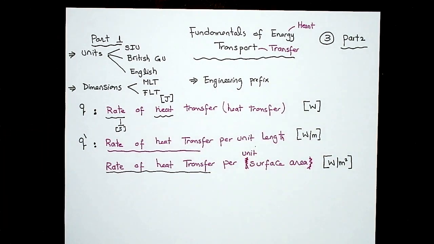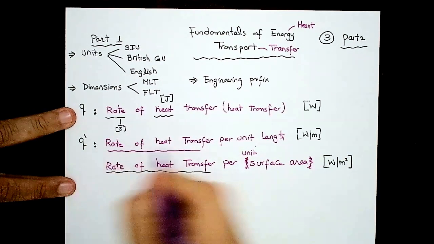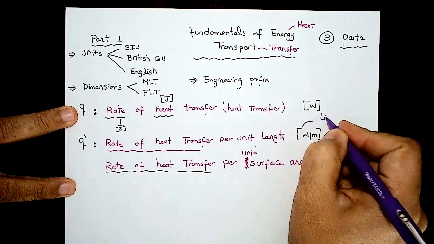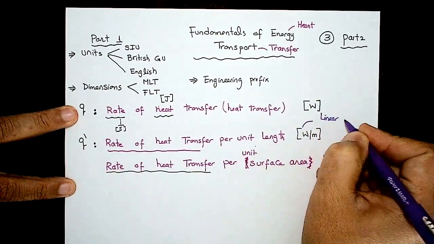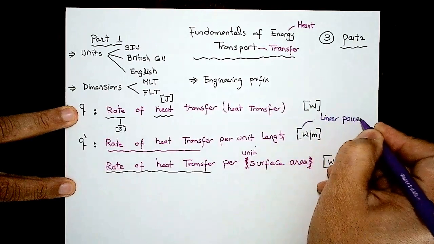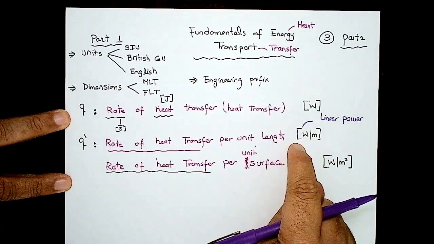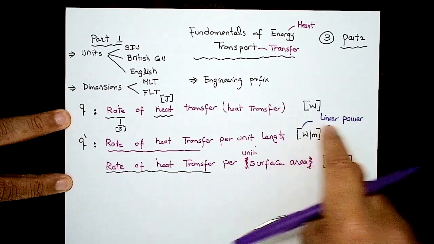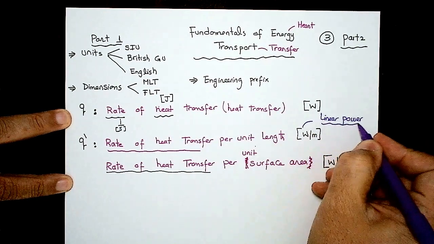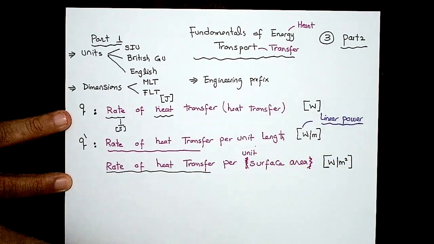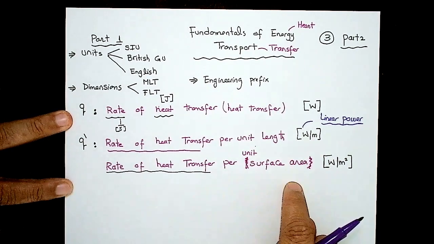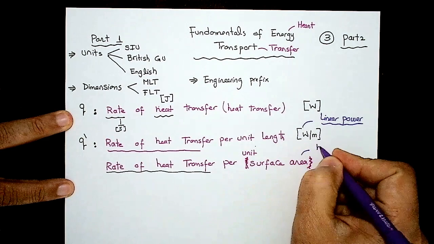Sometimes we call that linear power. Power, because it has a unit of watts, and watts is a unit of power, and because it's per unit length, sometimes we call that linear power. This is just an alternative name. And the second one, sometimes we call the heat flux.